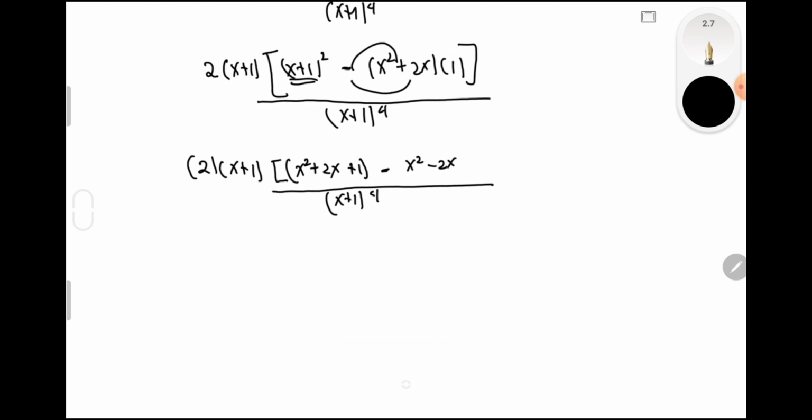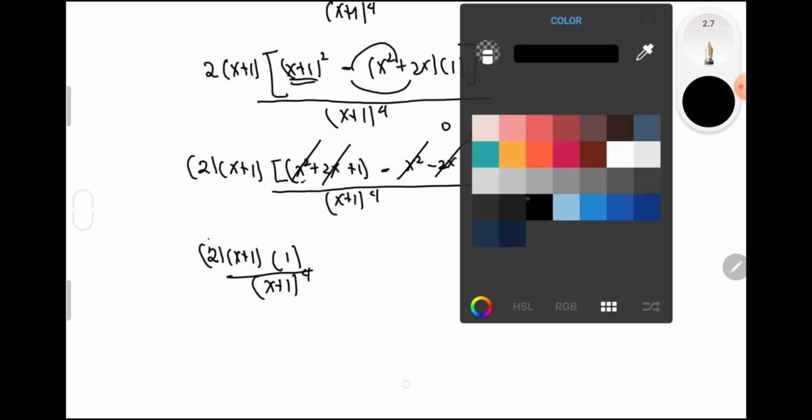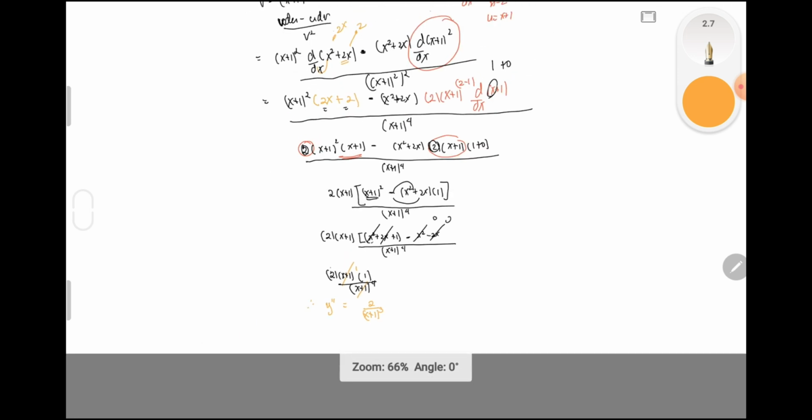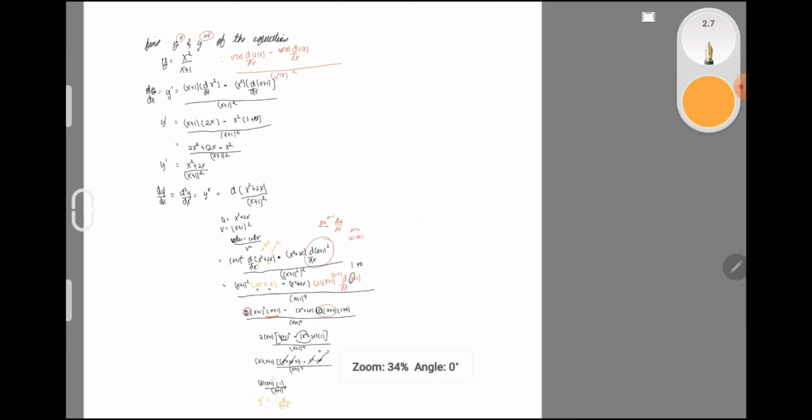So by further manipulation of this equation, we'll have 2 multiplied by x plus 1 multiplied by x squared plus 2x plus 1 minus x squared minus 2x, which will be equal to, so x squared minus x squared is 0, 2x minus 2x will be 0, so 1 divided by x plus 1 raised to 4. So as you can see, we have the same numerator, this is raised to 1, so therefore we'll have y double prime equal to 2 all over x plus 1 raised to 3. So that's our y double prime.